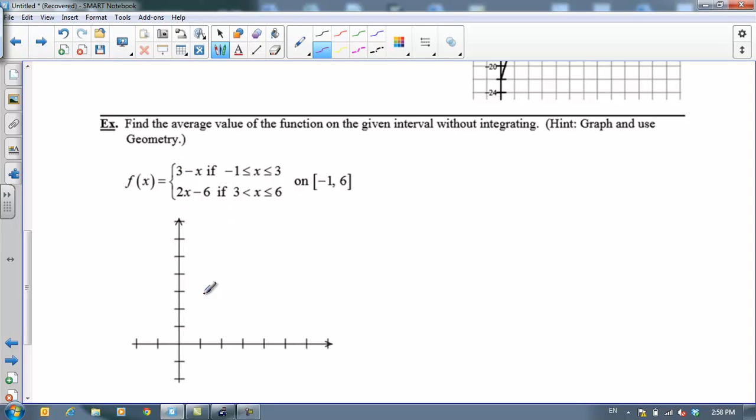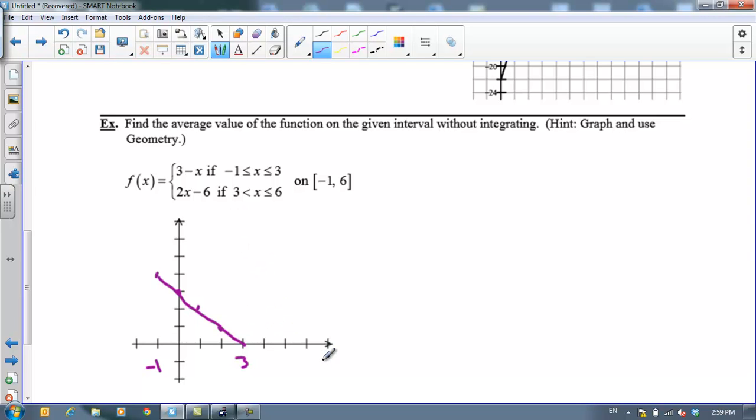I've got 3 minus x from negative 1 out to 3. So here's 3 and here's negative 1. And 3 minus x has a y-intercept of 3, and it has a slope of down 1 over 1, down 1 over 1, down 1 over 1. So that's just a straight line. Even though I'm not drawing it perfectly straight, that's a straight line. And so that makes a nice little triangle.